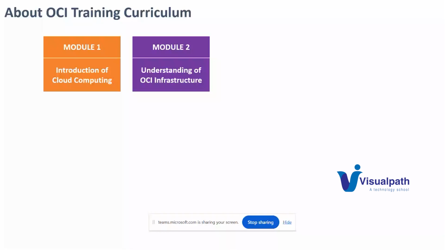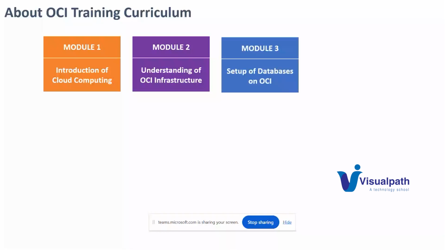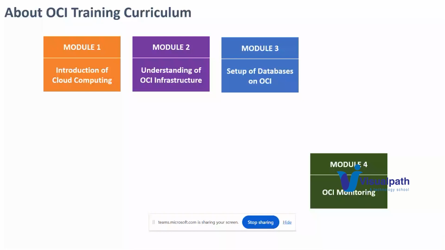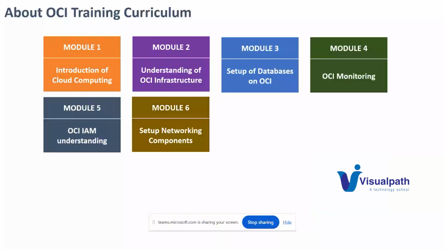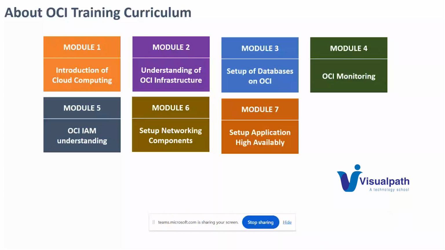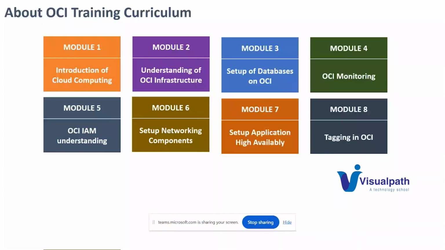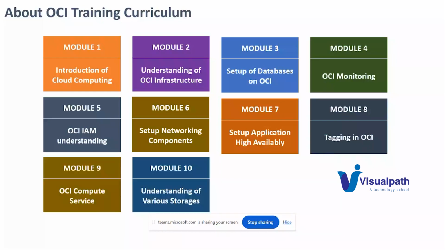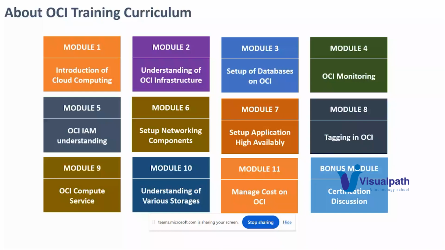Understanding of OCI architecture, setup of databases, OCI monitoring, OCI IAM understanding, networking, high availability HA, then tagging, OCI compute service, understanding of various storage services supported by OCI, then how we will manage cost. As an architect, this is very, very important. And at the last, we will discuss the certification exams. The syllabus is quite vast. Let me just show you what exactly we will cover.